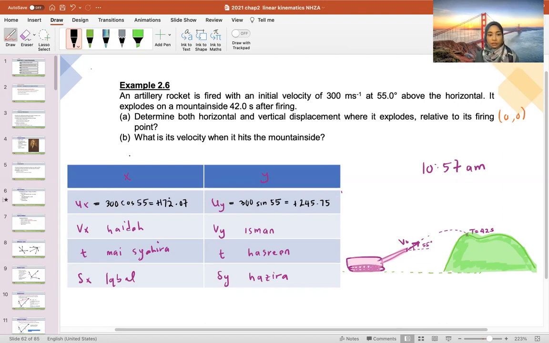Okay, dua-dua betul. So positif dua-dua ni kalau kita tengok, this is our V vector, our initial velocity. So this is the direction of the UX and this is the direction of the UY. So dua-dua patut positif. Okay, if you're not sure, draw it. Okay, Haida, what is the VX here?